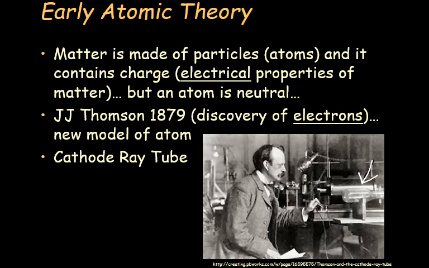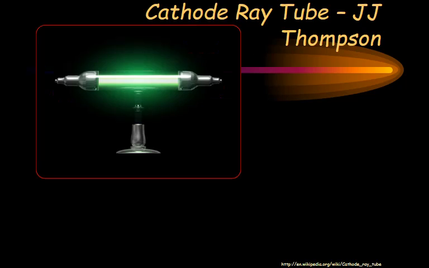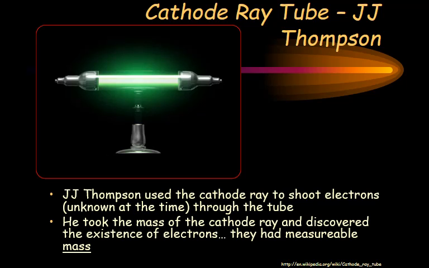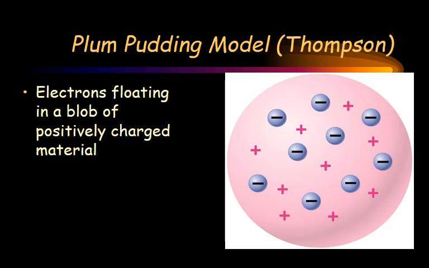As he set this up, he was able to get those electrons to fly off one side and go to the other, and was able to measure that electrons have charge, that they have a certain amount of mass, and that these electrons can go from atom to atom. We can shoot those electrons from one side to the other, and electrons weren't even known at that time until he found this out. He took the mass of the cathode ray itself and discovered that electrons themselves actually had mass, and this is very, very significant. So his model is the plum pudding model, and you've probably seen this before.